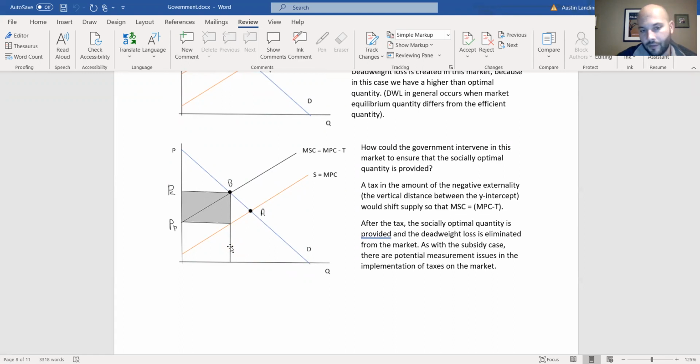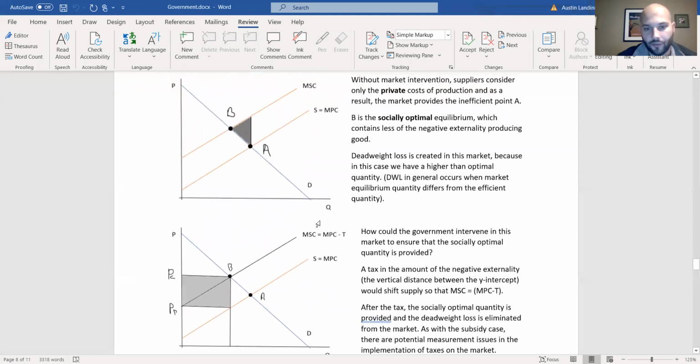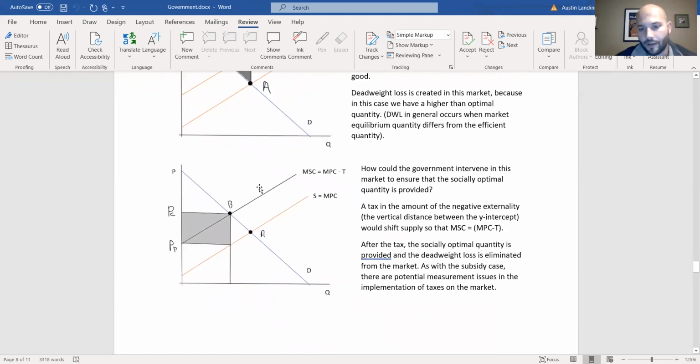And in both cases here, there's potential measurement issues. In order for this to work, the government has to know exactly the amount of the externality so that it can tax or subsidize that particular amount. One upside to this is, especially in the tax case, if you're collecting tax off of a negative externality producer, you might be able to redistribute that tax in some welfare improving way.